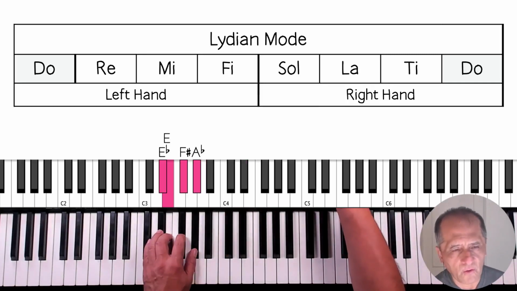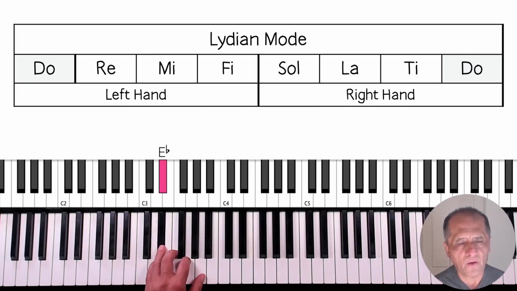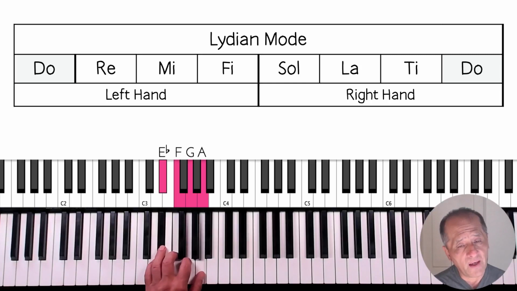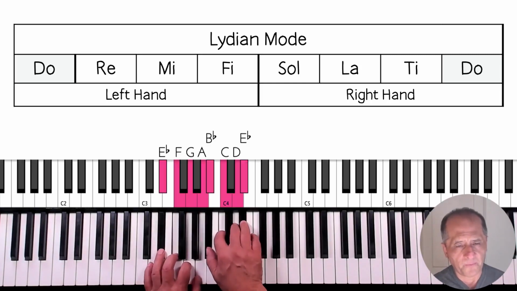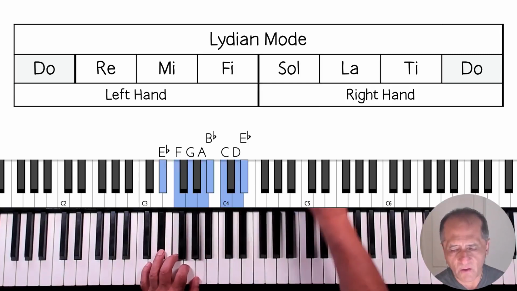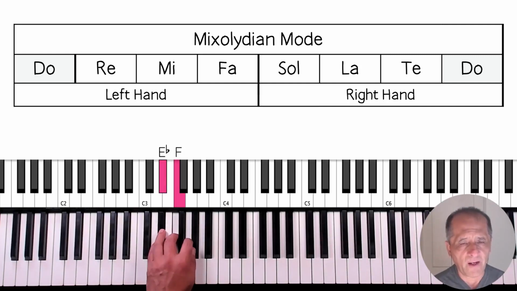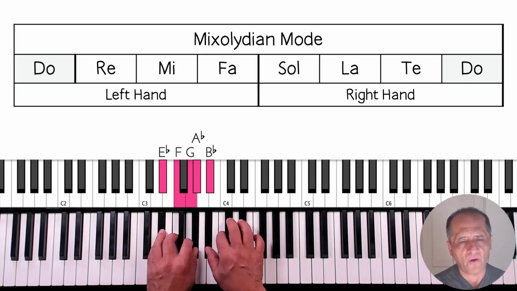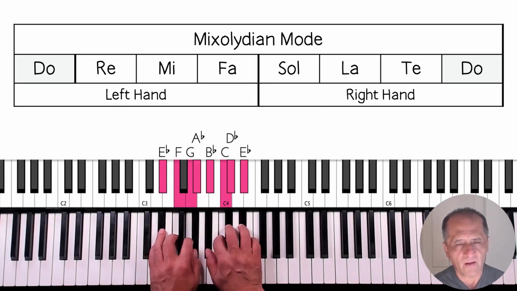Now we're going to go to Lydian mode. We have a sharp 4, fi. Do, re, mi, fi, sol, la, ti, do, and together. And we rest our cluster there. Now Mixolydian. Do, flat 7. Do, re, mi, fa, sol, la, ti, do, and together.